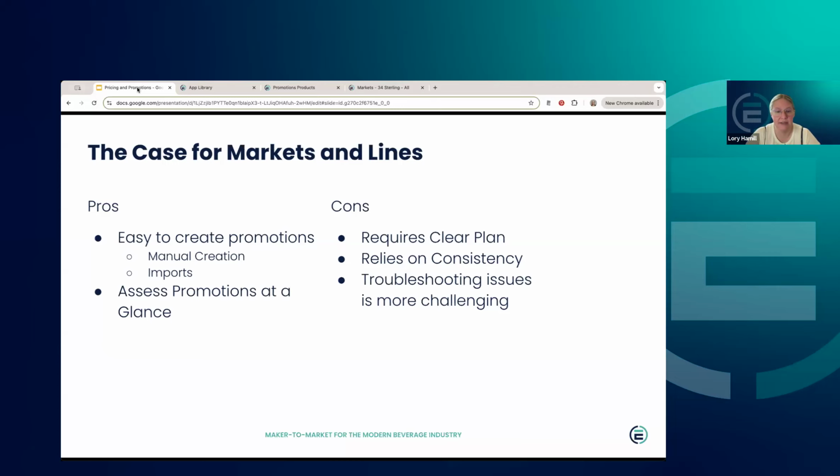The benefit is that it relies on consistency. So when you set up those markets, use them. Otherwise, you will forget them. They work best when you do them consistently, so that when we are troubleshooting issues, it doesn't become more challenging. That consistency helps with it. So I'm not saying pick one or pick the other all of the time, but do that strategically and thoughtfully.